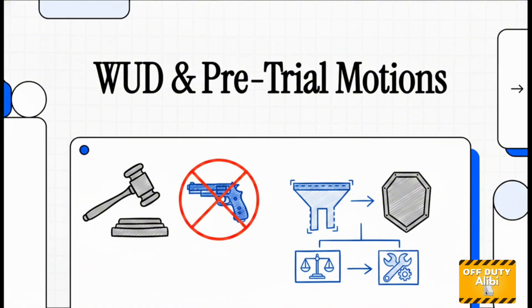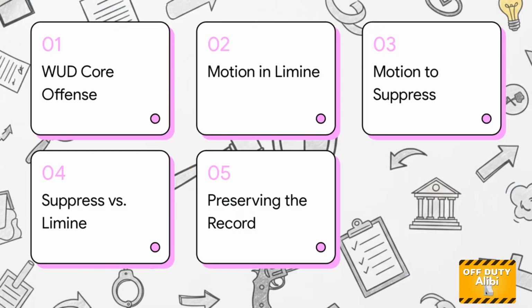If you don't know the exact difference between a temporary filter and a permanent shield in the courtroom, well, you're going to want to pay close attention. Okay, here's our roadmap for today. We'll be covering Section 1, Weapons under Disability. Section 2, the motion in limine. Section 3, the motion to suppress. Section 4, suppress versus limine. And finally, Section 5, preserving the record. Let's get right into it.